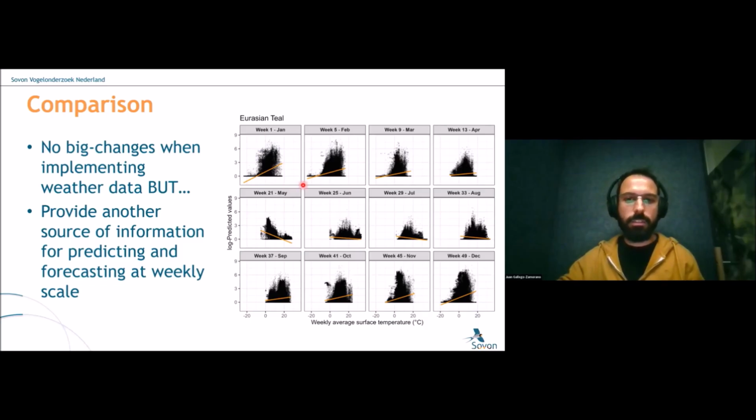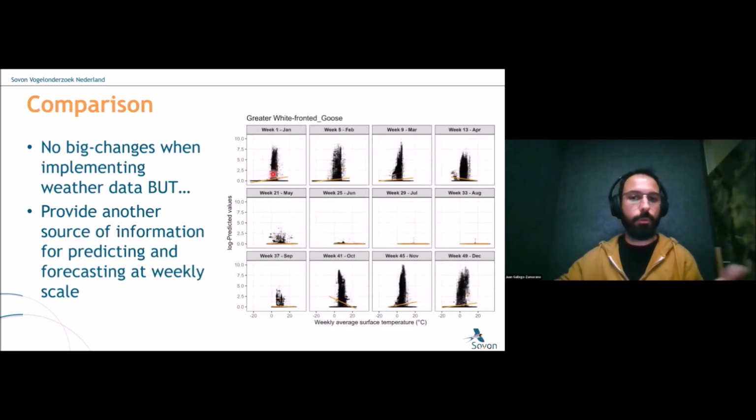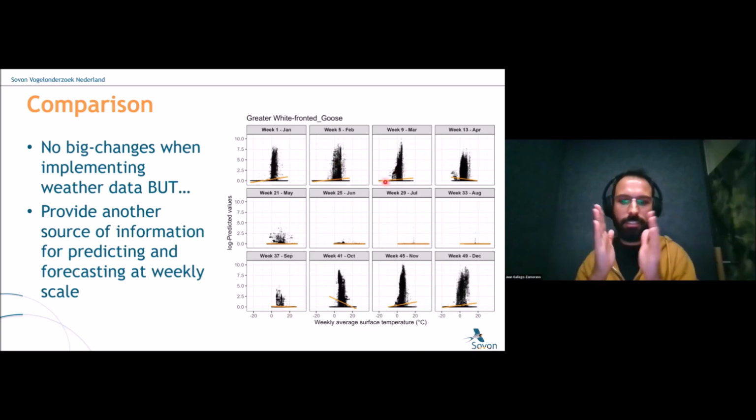So, for example, this Eurasian teal has a much broader range of temperatures that it can use than, for example, the white-fronted goose that I showed you before, which just stays in areas always between 0 and 20 degrees or 0 and 10 degrees. So they are much more restricted in their niche.